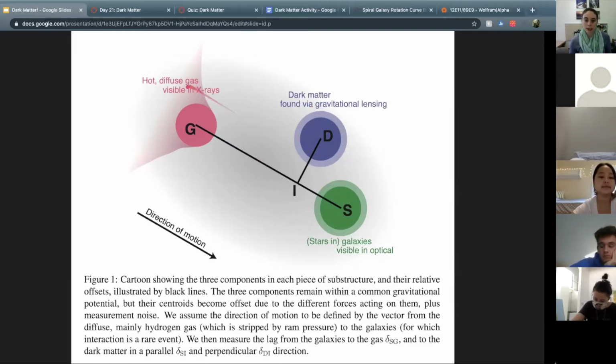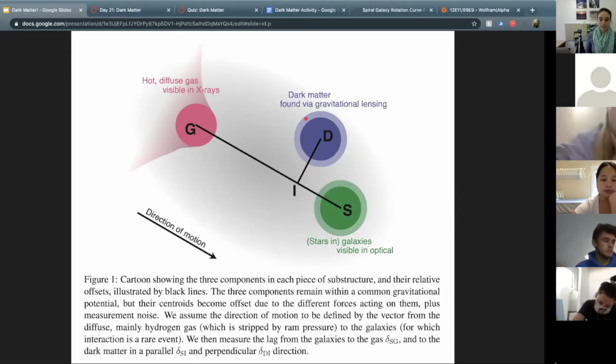So we observe where the gas is by looking in the X-ray. We observe where the stars are by looking in the optical, and we observe where the mass is by using gravitational lensing. And what we find is the mass does not match either the gas or the stars. So there must be, again, some dark matter, something besides gas and stars, that has most of the mass in these two clusters. So that's our third method.